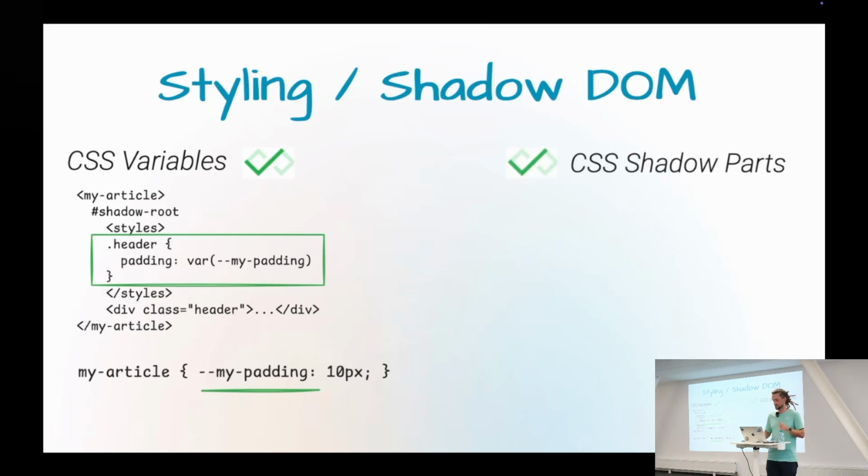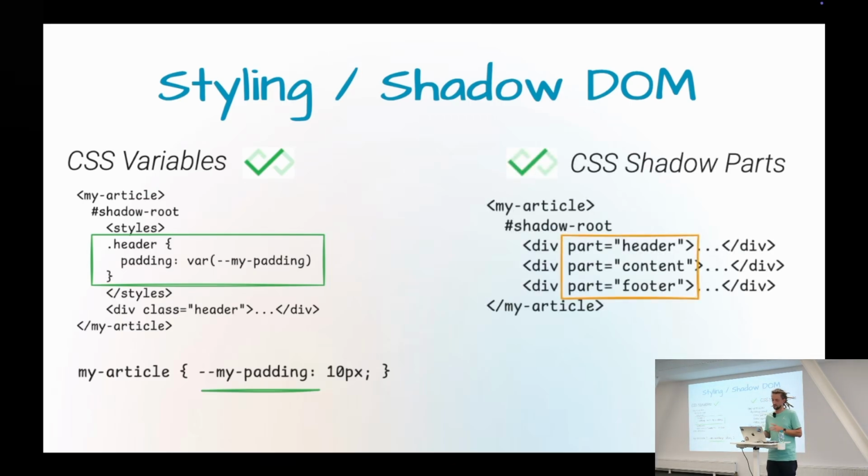For the bigger chunks, we have CSS shadow parts, which leverage the part attribute. So basically, again, in your templates, in your Shadow DOM, you specify particular parts, and then the user can leverage this new pseudo selector called part and style these chunks based on their needs.